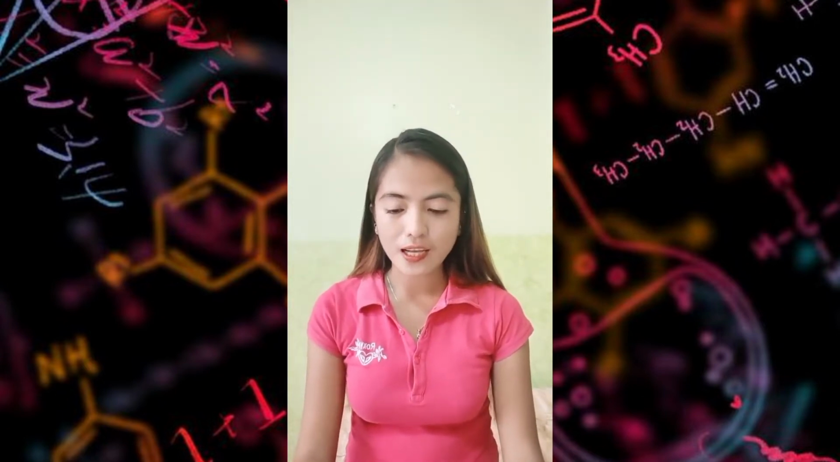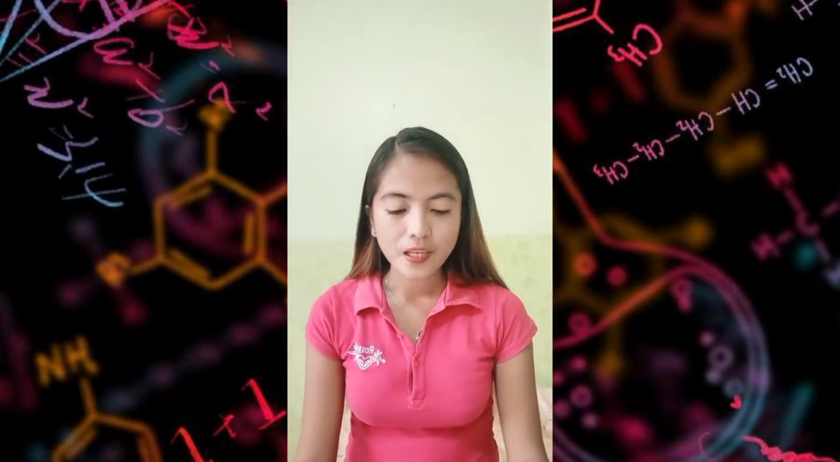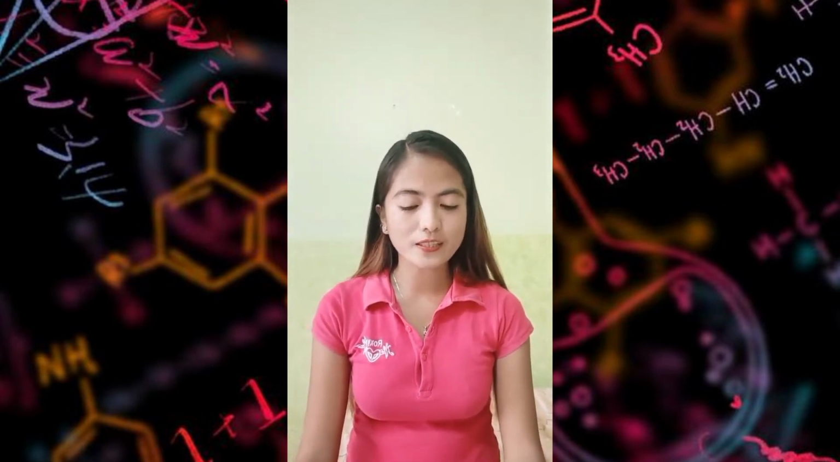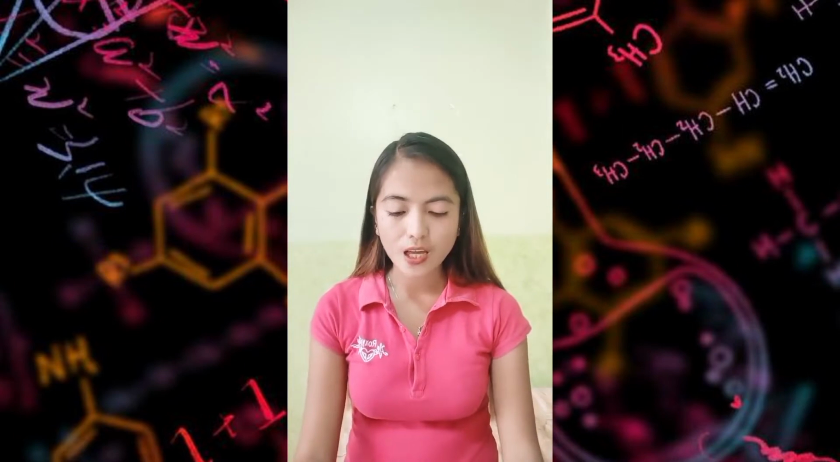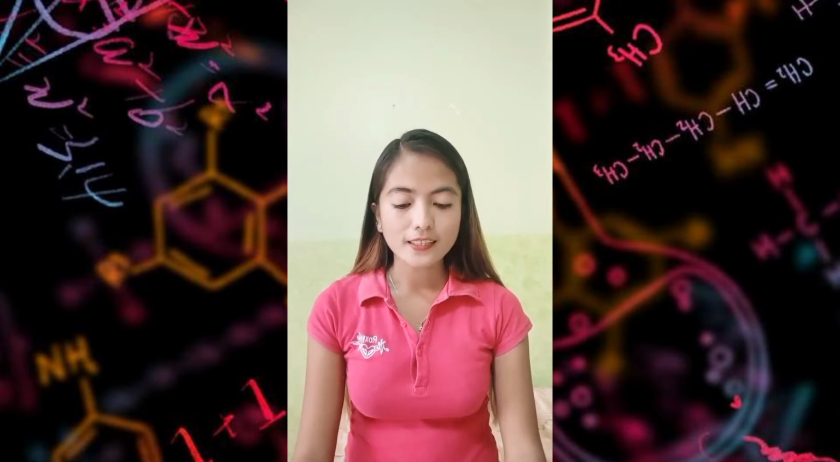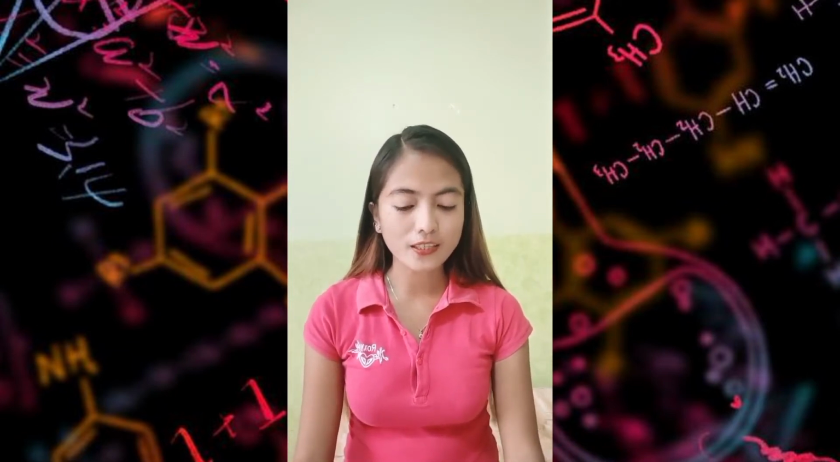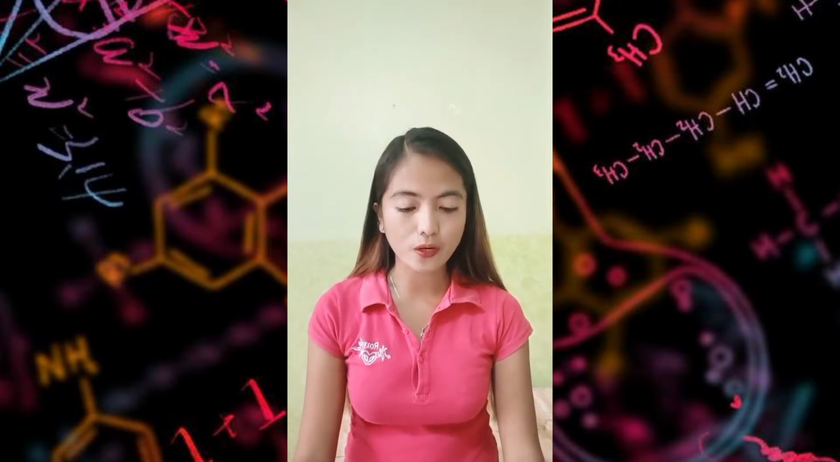Letter B. Calcium. Calcium has 2 electrons in its outermost shell. Electron configuration of calcium: 1s has 2 electrons, 2s has 2 electrons, 2p has 6 electrons, 3s has 2 electrons, 3p has 6 electrons, 4s has 2 electrons.